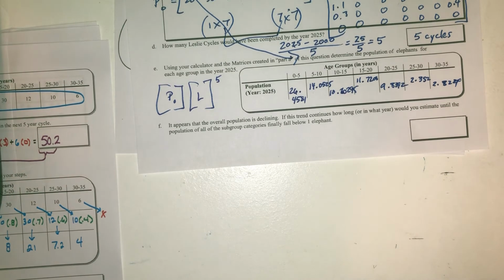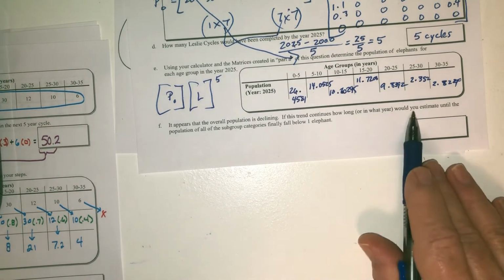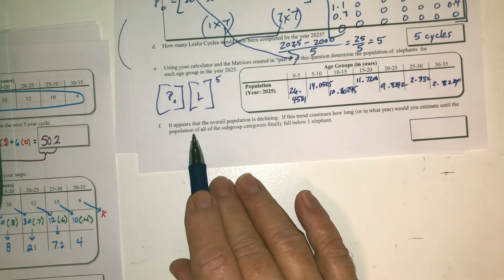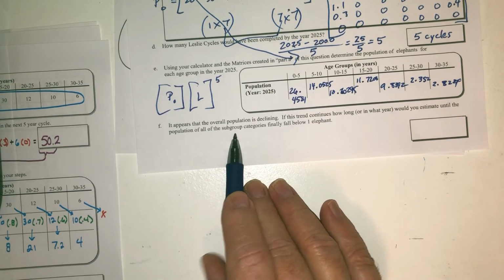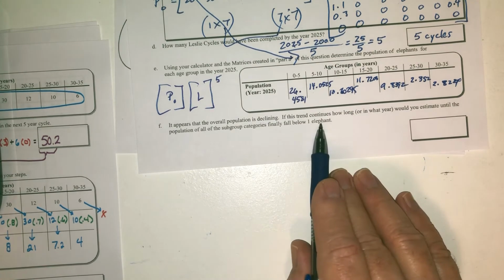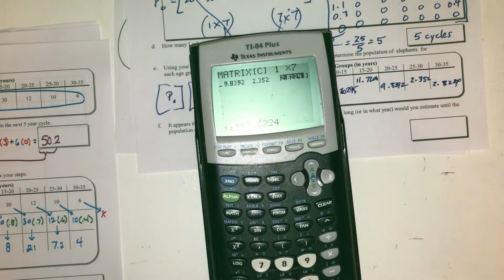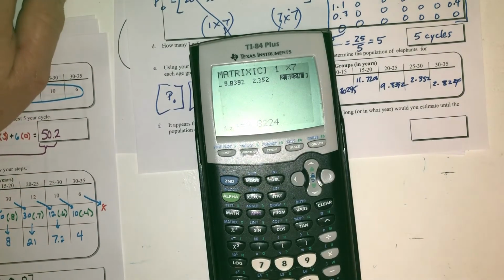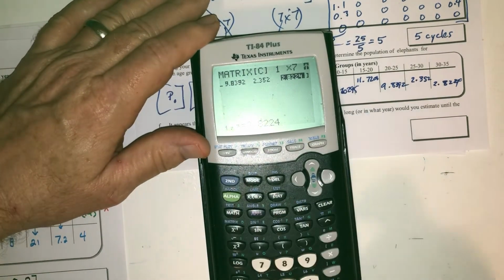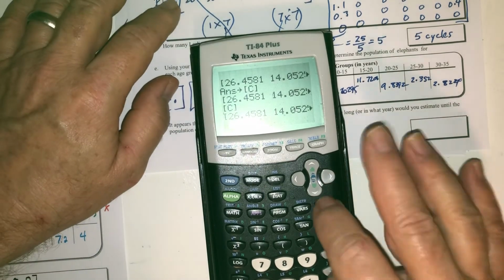Now, part F asks, it appears that the overall population is declining. If this trend continues, how long or in what year would you estimate the population of all subgroups finally fall below 1 elephant? Okay, well, let's figure out how many powers we would have to do that to. All right, so I'm going to do second quit to go back to the home screen.